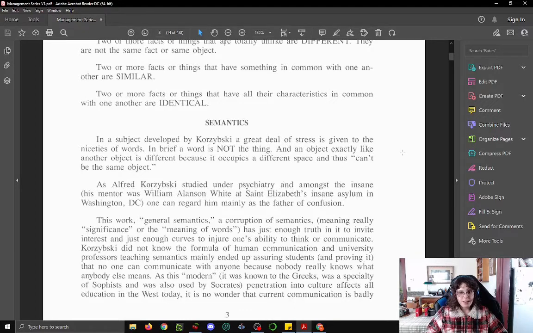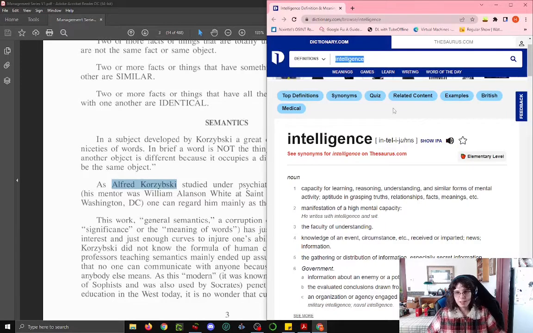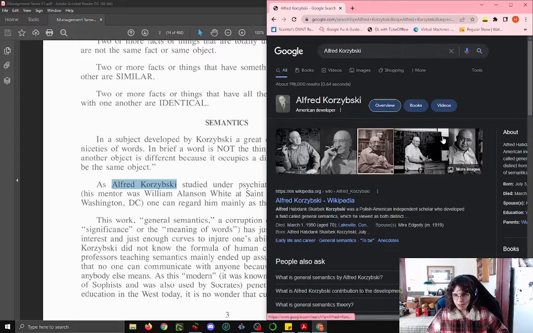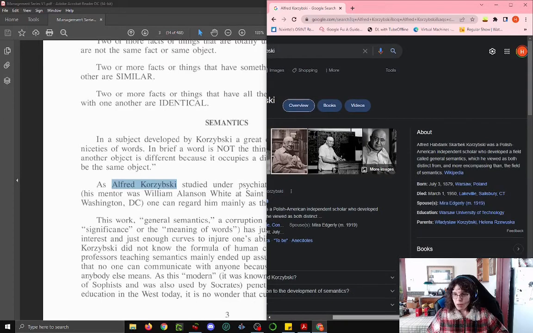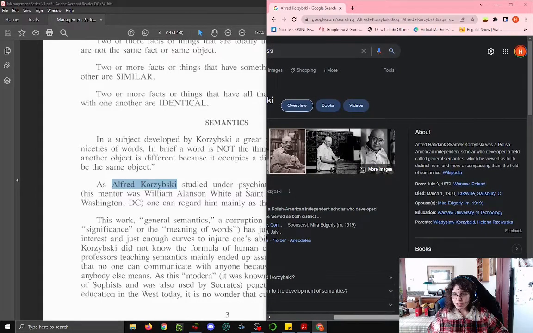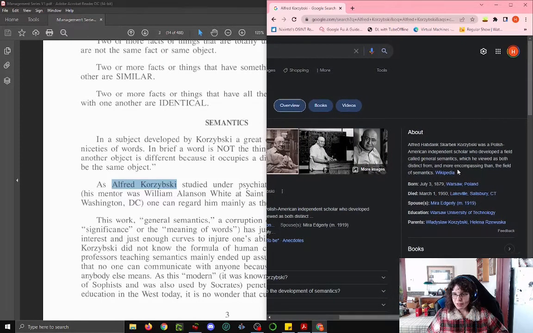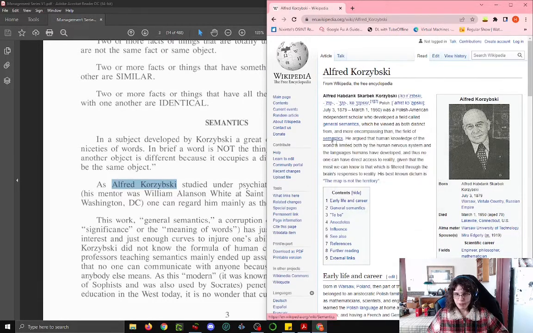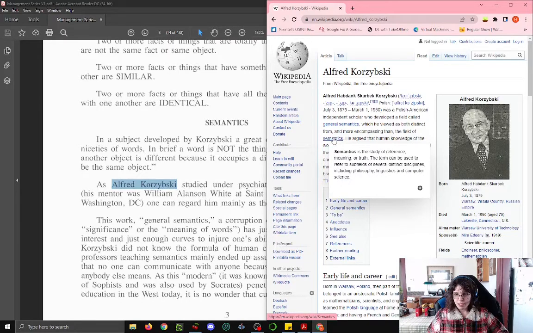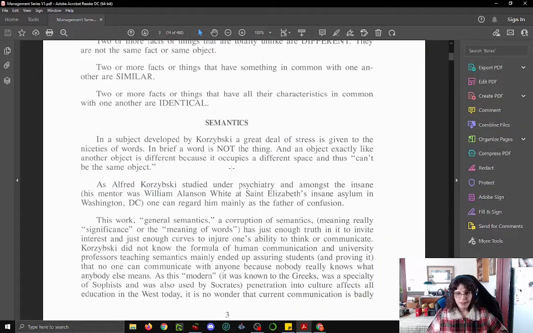I don't necessarily see why you say that. No, I myself don't know much about Korzybski. So, let's take a quick look at who Korzybski is. Polish-American independent scholar who developed a field called general semantics, which he viewed as both distant from and more encompassing than the field of semantics. Okay, well, one would have to know what semantics is. The study of reference, meaning, or truth. And he called him the father of confusion.